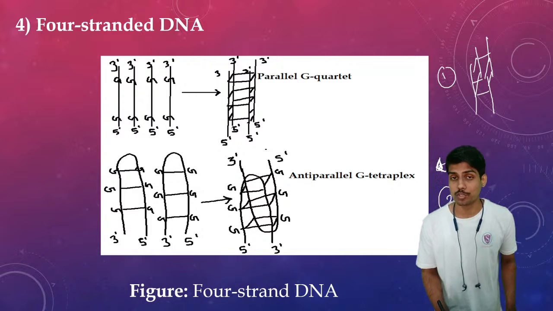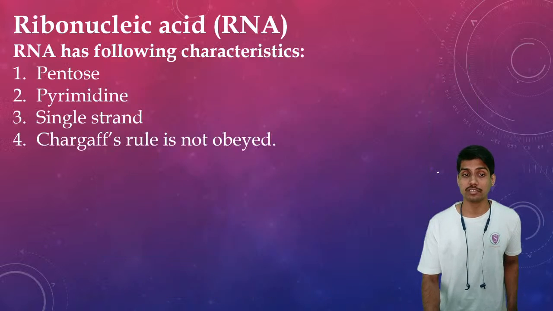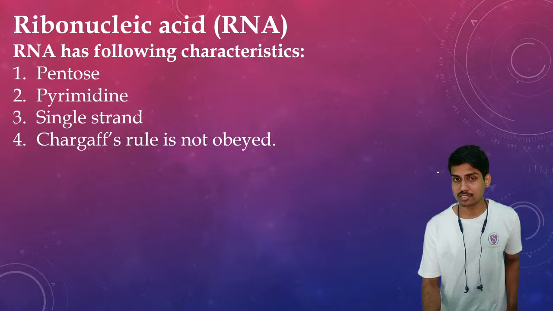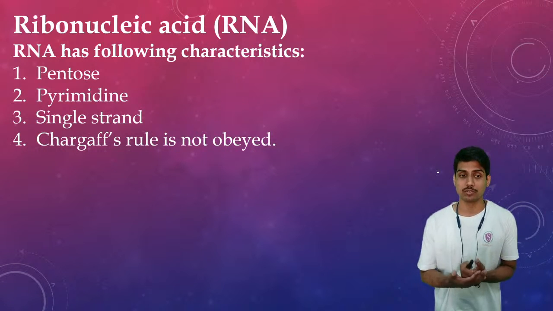They are kind of opposite to each other. So this is the 4 standard DNA model. Now we have seen lots of structures among this DNA. Now we will see some of this RNA.